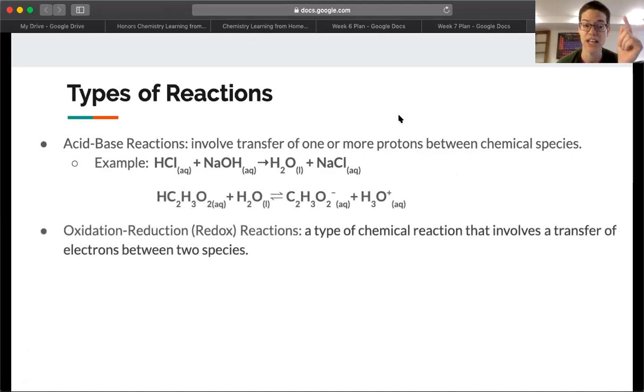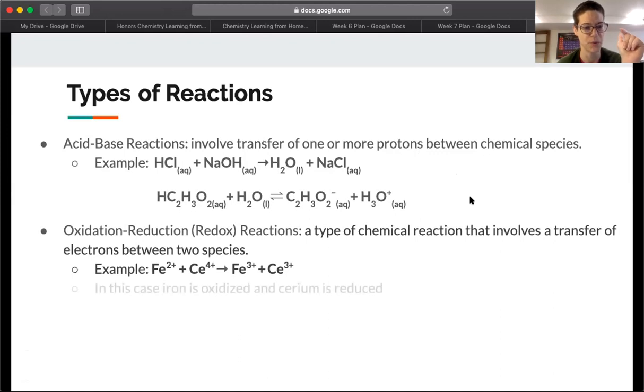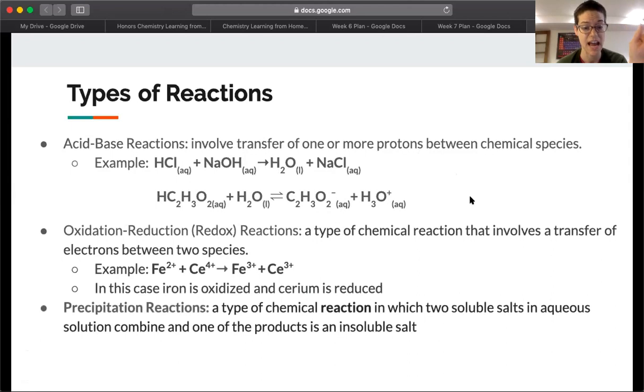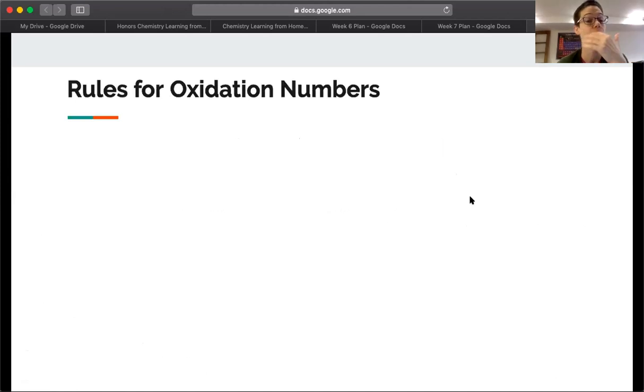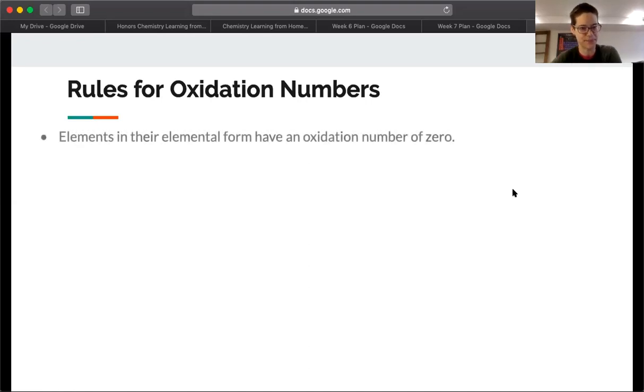Oxidation reduction, this is when you have a transfer of electrons. This was a while ago. This is what we're going to review, what is oxidized and what is reduced. And then precipitation is when you have to follow your solubility rules and figure out what makes the solid. All right. So oxidation numbers, in the way, way back machine, probably in January of last year. So over a year ago is when we did this.